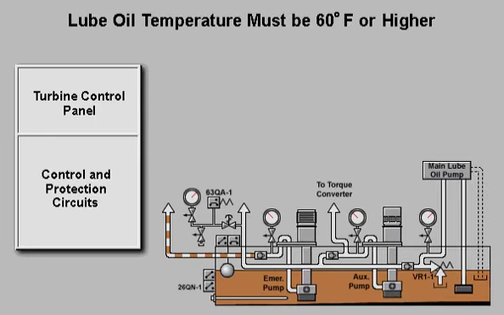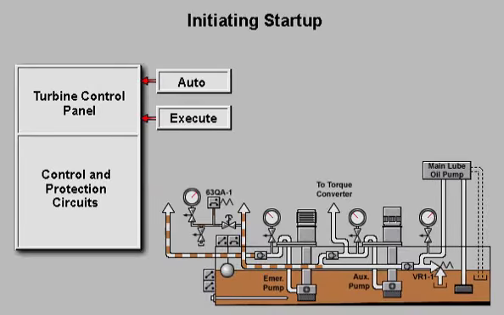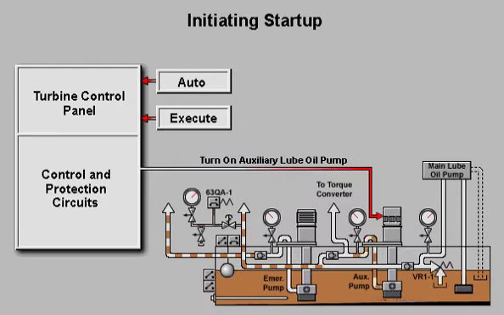During a normal turbine startup procedure, the lead operator will select Auto and Execute on the operator interface of the turbine control panel. The protection system will check for a ready-to-start permissive from the lube oil tank temperature switch 26QN-1. Turbine startup will not be permitted unless the temperature of the oil in the lube oil tank is 60 degrees Fahrenheit or higher. If all protection system checks are satisfactory, the auxiliary lube oil pump will start and the turbine will begin its crank cycle.